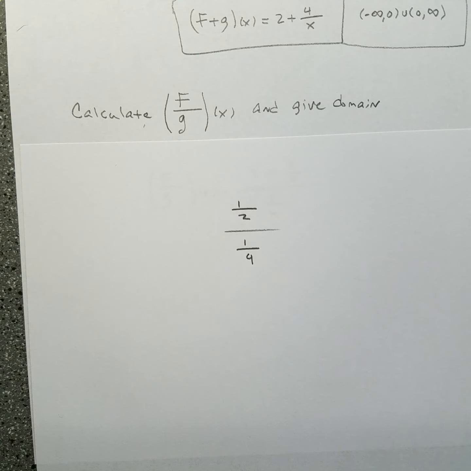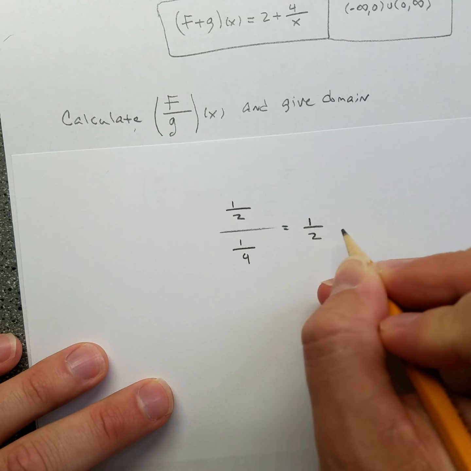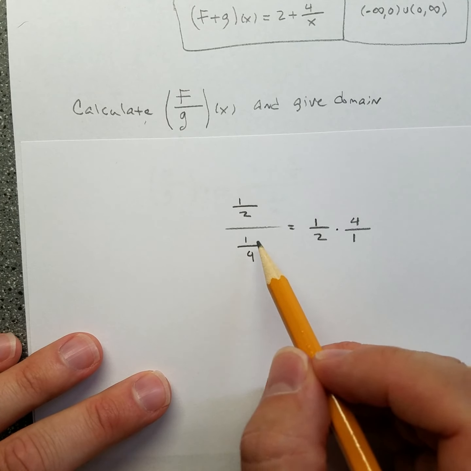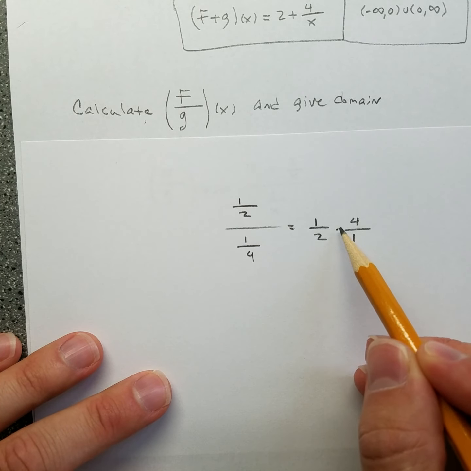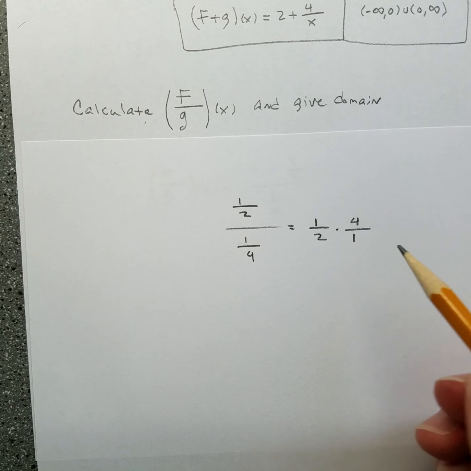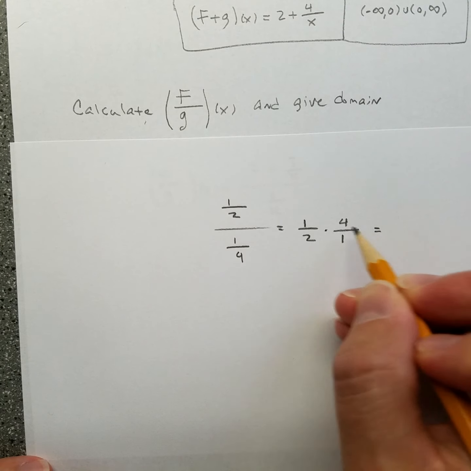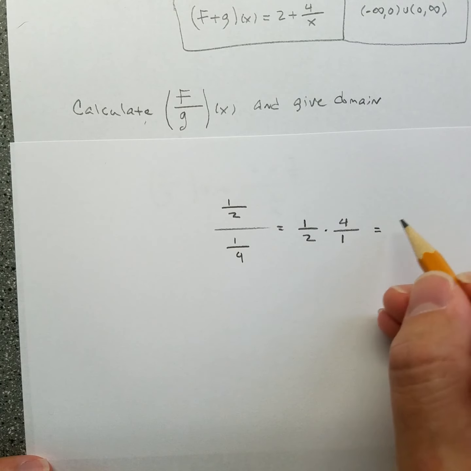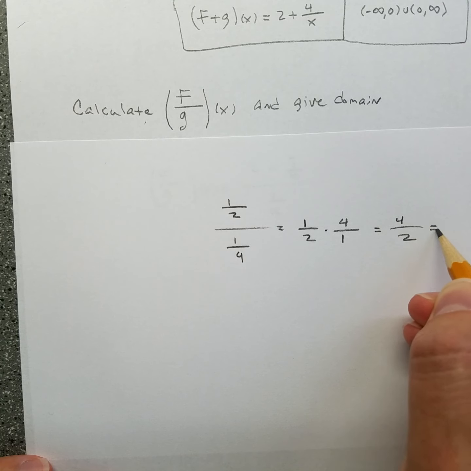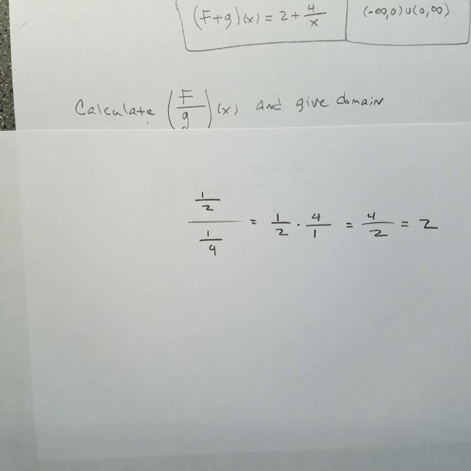So, all right, well, the way you do that is you multiply by the reciprocal. Dividing by a fourth is actually multiplying by, turn that number upside down, 4 over 1, that's the reciprocal. And now multiplying fractions, we multiply straight across. 1 times 4 is 4, 2 times 1 is 2, 4 over 2 is just 2. So that's how we divide fractions.